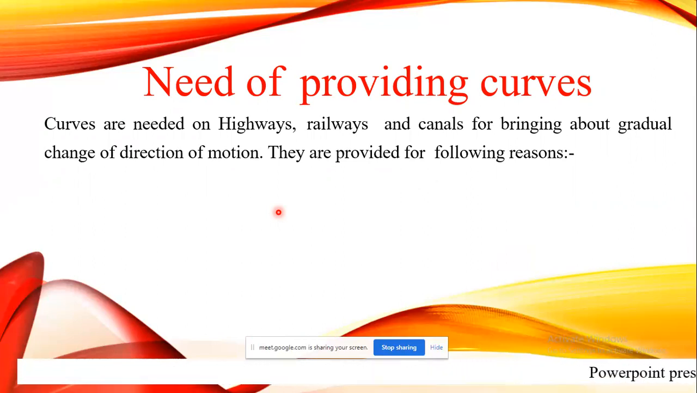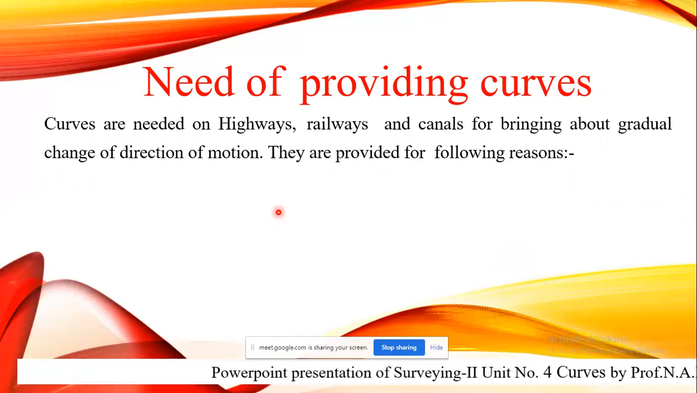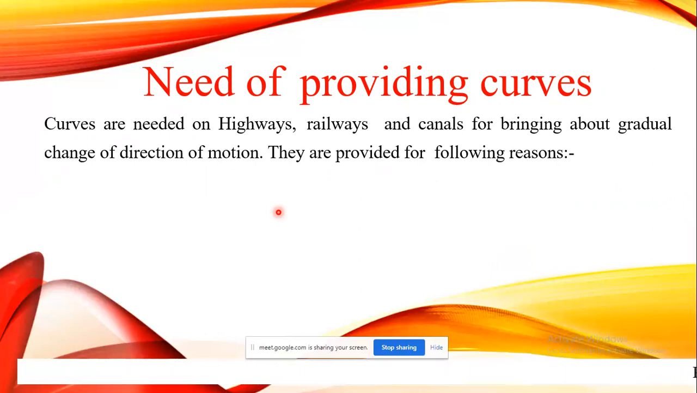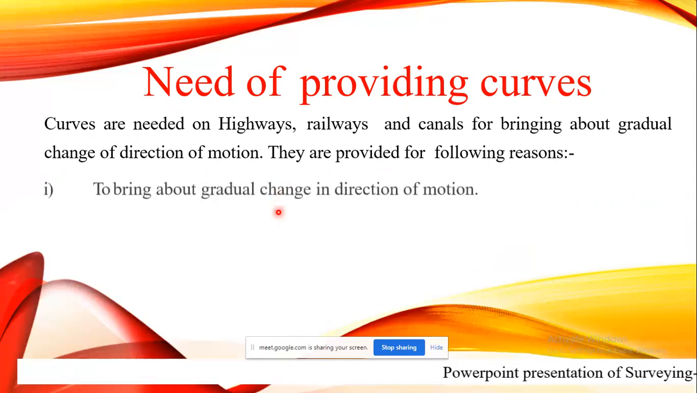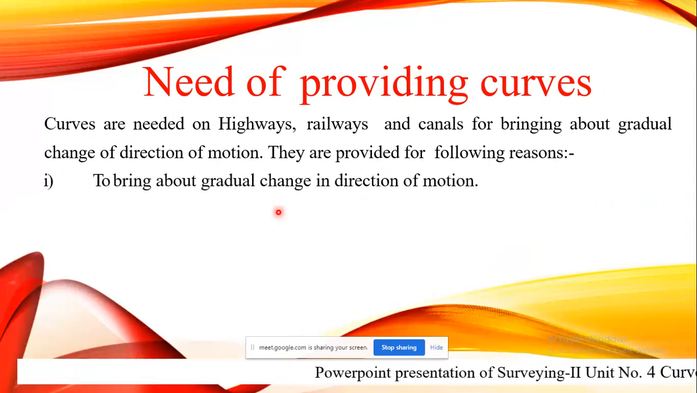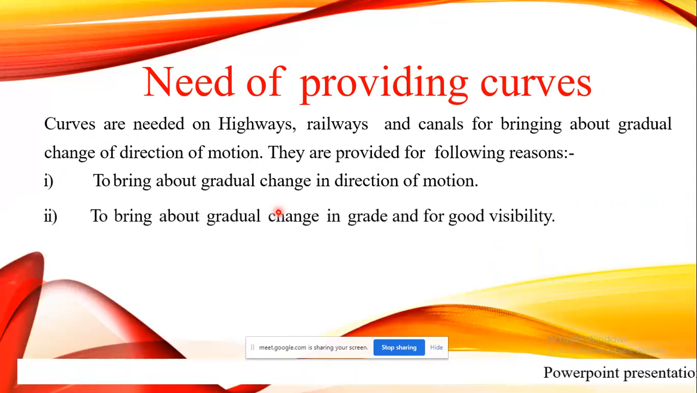Okay, so we have seen that curves are provided in highways, railways, and canals. For what purpose are they provided? The reasons are: number one, to bring about a gradual change in the direction of motion. Second, to bring about a gradual change in grade and for good visibility.